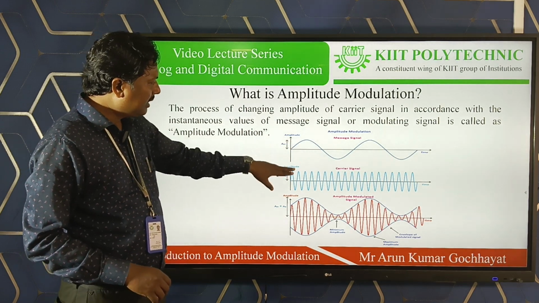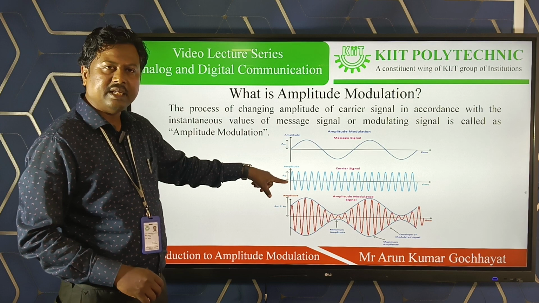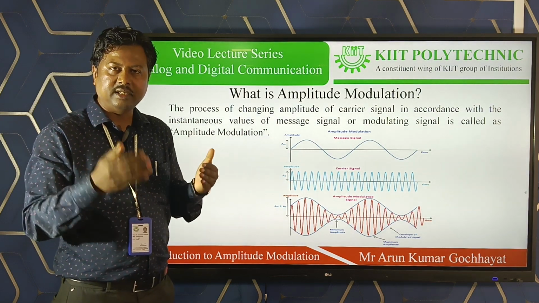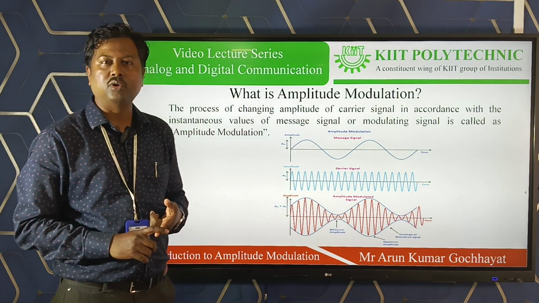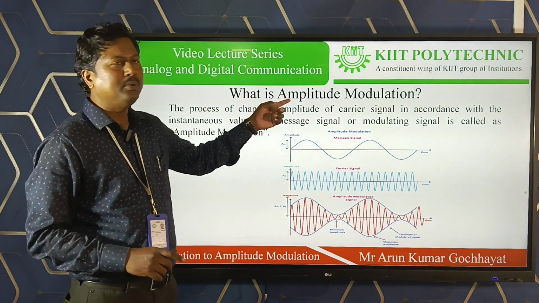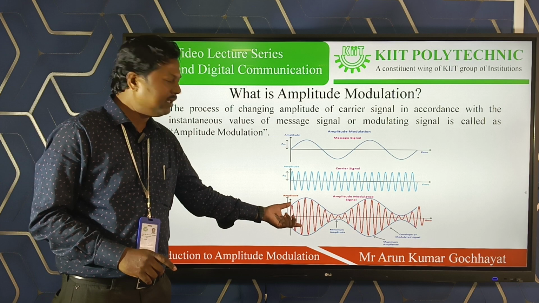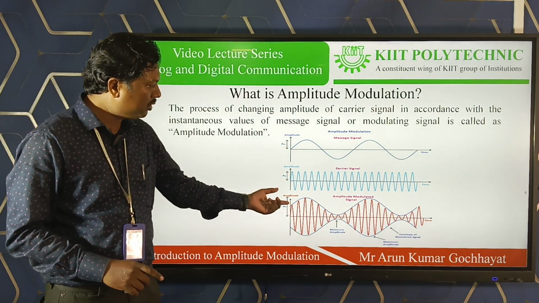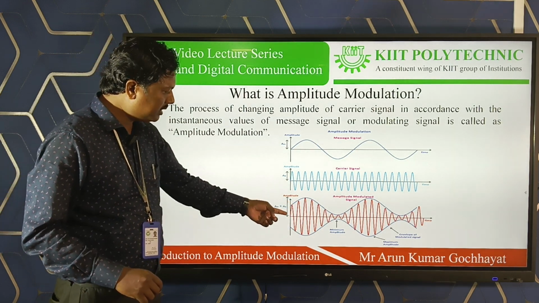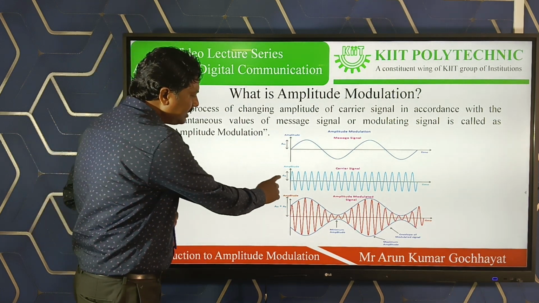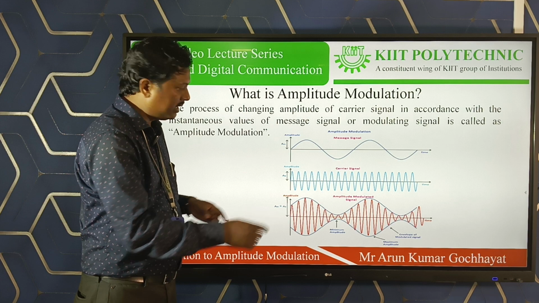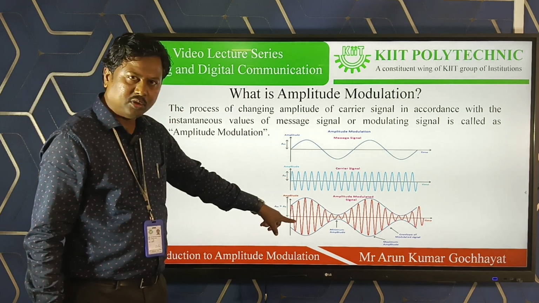Now when these two signals, message signal and carrier signal, get combined with each other, they are involved in the process of modulation, and a new signal results which is called a modulated signal. Here in case of amplitude modulation, the modulated signal looks like this. If you look closely, the newly generated modulated signal is nothing but a transferable form of a carrier signal. Here this is the carrier and this one is the modulated signal.